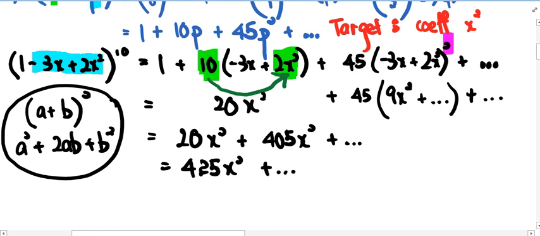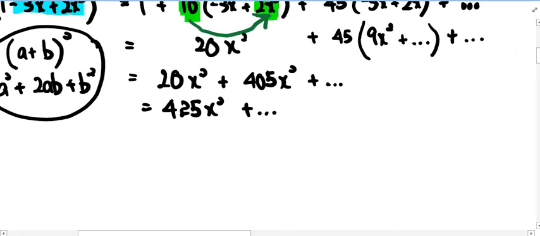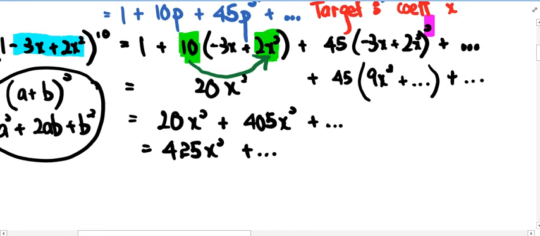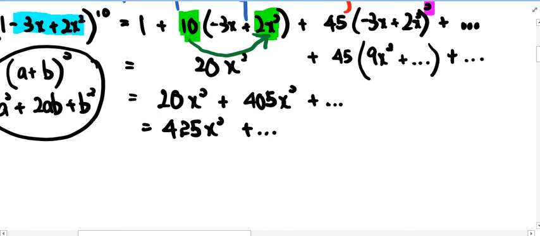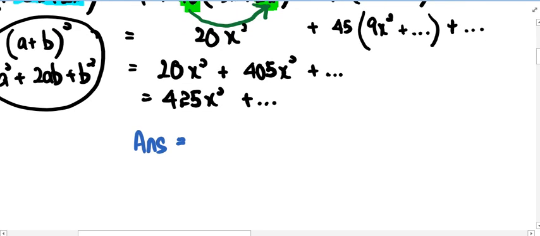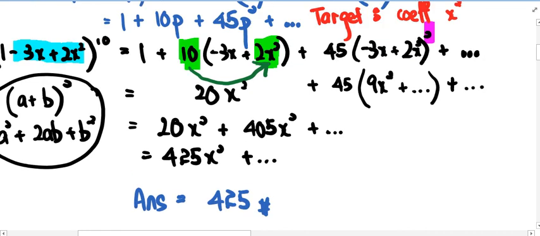Xuan, will this be the answer? Will this be the answer for x squared? Without the x squared. Why without the x squared? Thank you. We are only looking at the coefficient, which is the number attached to x squared. So this is not the final answer. How do I write? Just write answer. Because I don't write coefficient of x squared. Very troublesome. Spell too long. Answer 425, underline. Alright, and then we are done.